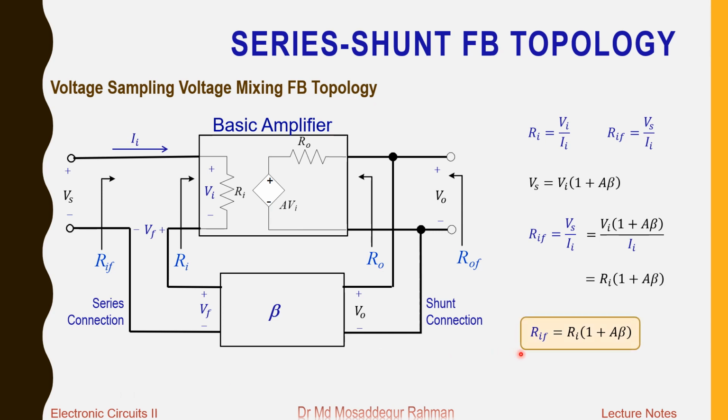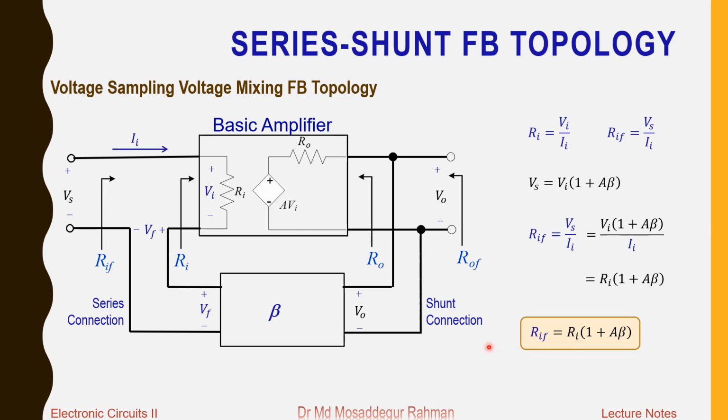What we can say here is that the feedback in this case is increasing the input resistance. Ri is getting multiplied by this factor 1 plus A beta, and remember that this is the same factor by which the gain is reduced. The gain with feedback AF is A divided by 1 plus A beta. So the factor by which the gain is reduced, the input resistance is increased by the same factor.